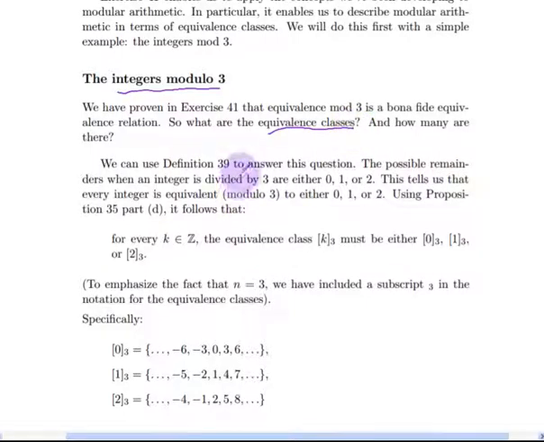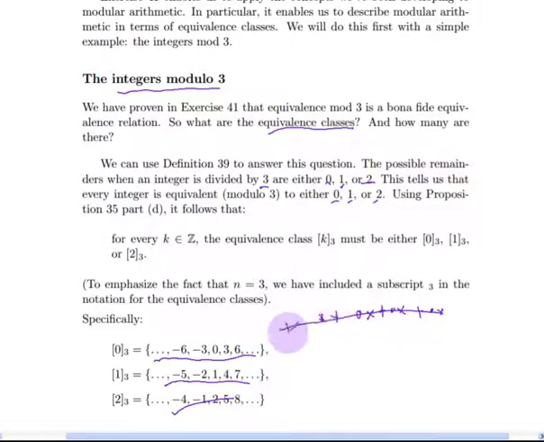Now we know that when we divide an integer by 3, the remainder is either 0, 1, or 2. That means every integer is equivalent either to 0, 1, or 2. So that gives us our 3 equivalence classes. We can write down these equivalence classes. They're infinite sets. If you write these on a number line, the first class is going to be 0 and every third integer. The second equivalence class has 1 and every third integer. And the third equivalence class has 2 and every third integer.